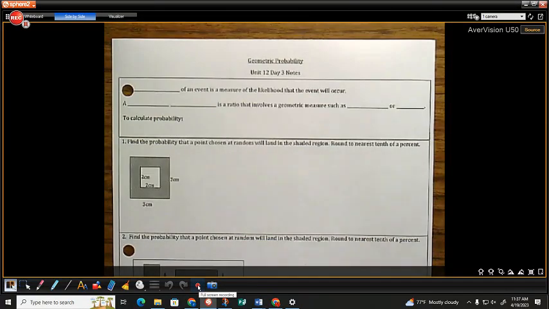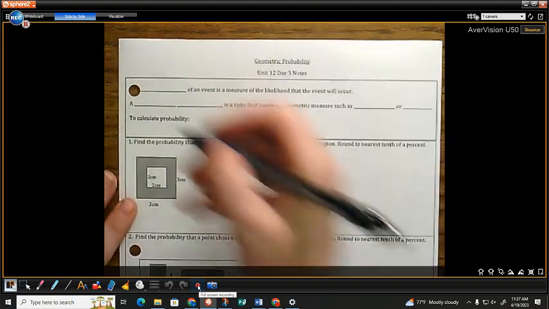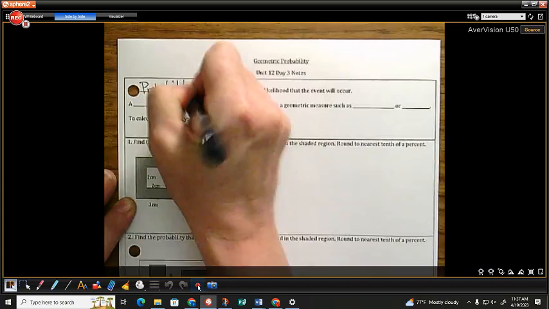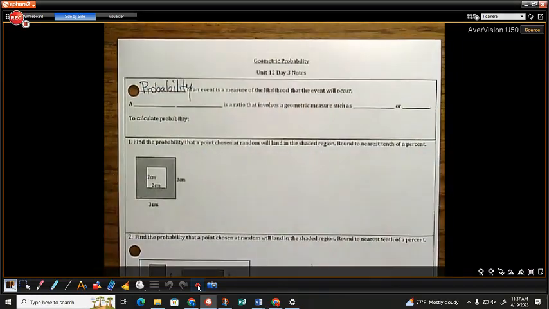For geometric probability, you have to be able to find probability. And so, yeah. Probability is just the likelihood of something happening. And you've actually been doing this most of your lives and haven't really had to think about it, but now we have to write down how you do it.